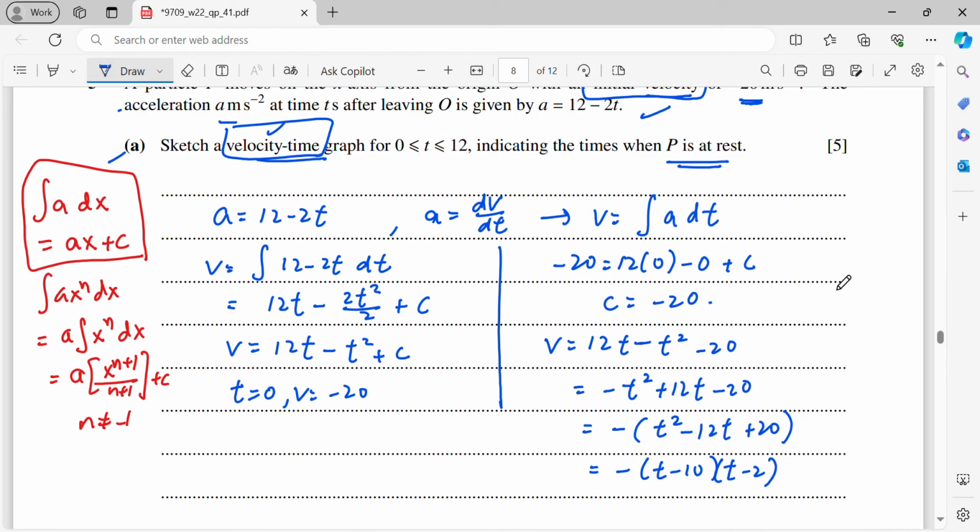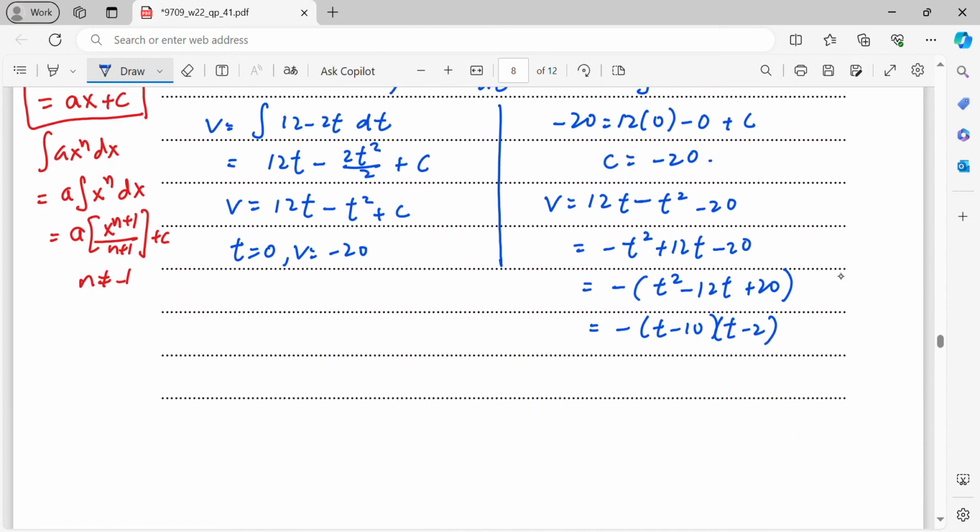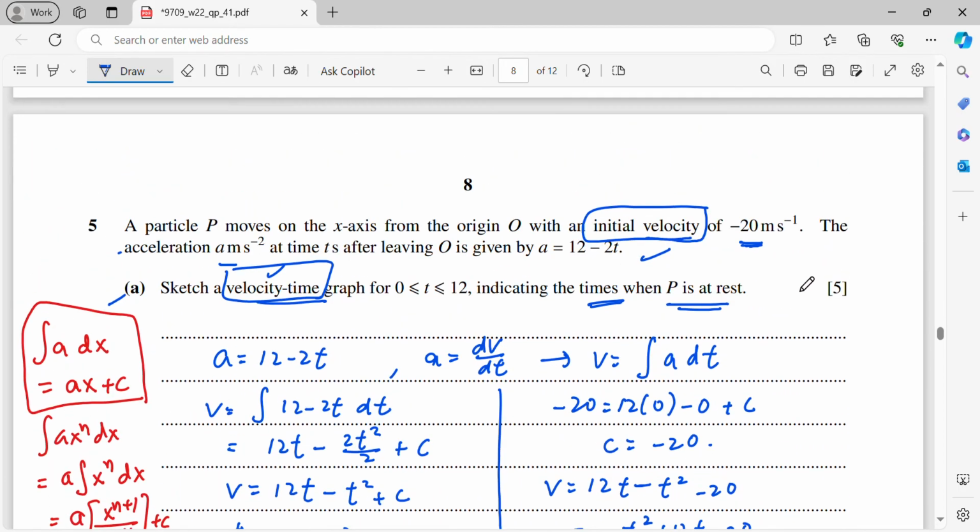Now, indicating the times when P is at rest means when v equals 0. So 0 equals negative of (t minus 10)(t minus 2), which means my t is going to be 10 and 2. When t equals 10 and 2, the particle is at rest. Then now we need to calculate the velocity when t equals 0 and 12.